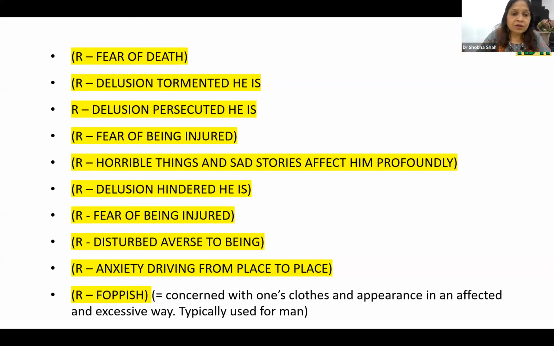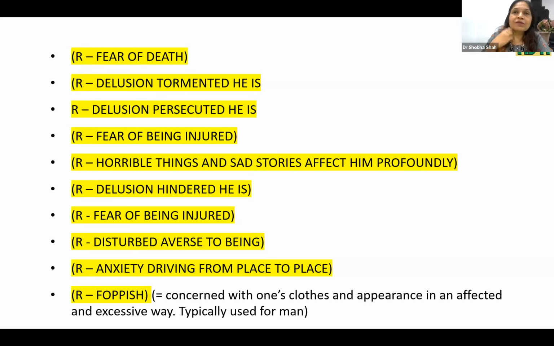And there is a disturbed aversion to being. He felt that during my exam times, I did not want to get disturbed, and that is why I would immediately go to the doctor, and I would immediately take the medicine, even if I have the smallest bit of cold also. Anxiety driving him from place to place. And friends, here, the way we took coquettish for the pulsatilla, I took foppish in this patient. I will share my experience with you all about foppish also.